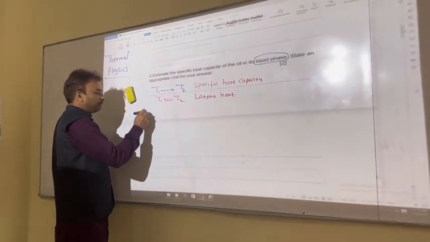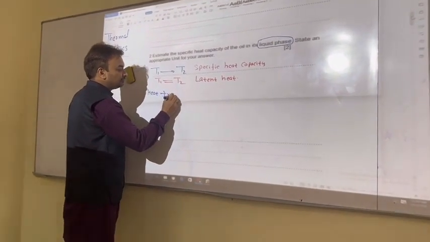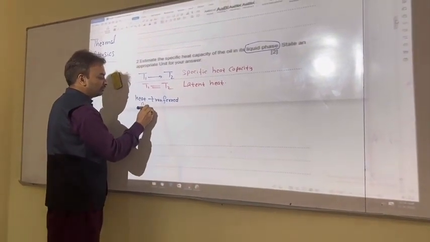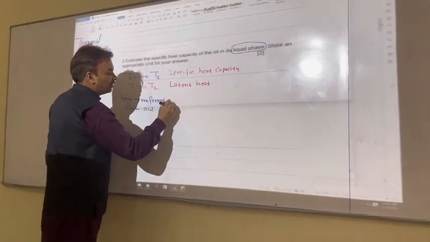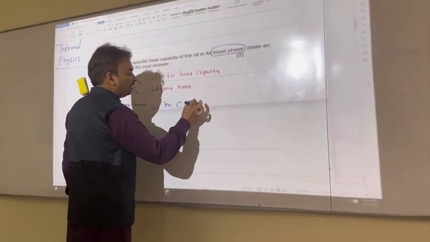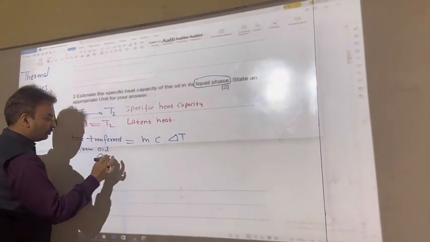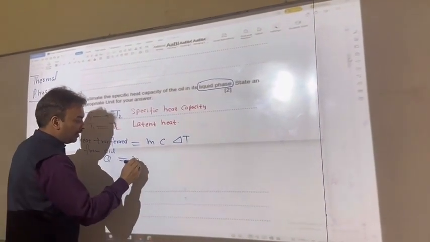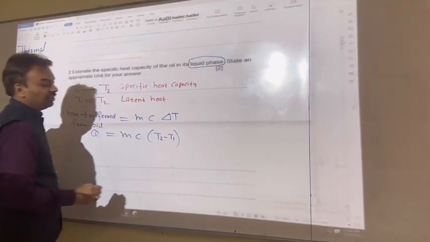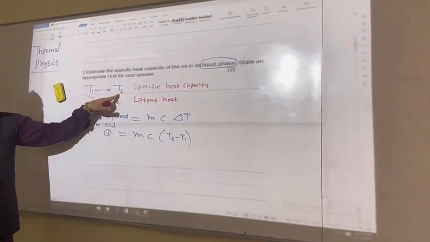So heat transferred from oil is equal to mc delta T, and heat transferred is Q, so Q is equal to mc (T2 minus T1). Delta T is the difference in the temperature, because temperature is changing, right, from T1 to T2. Okay.